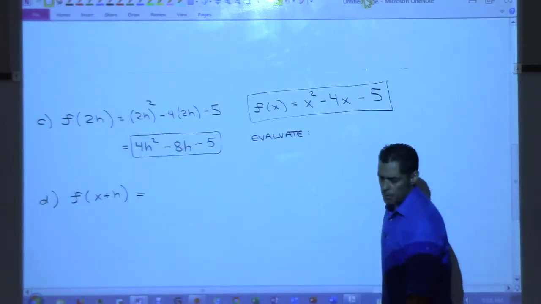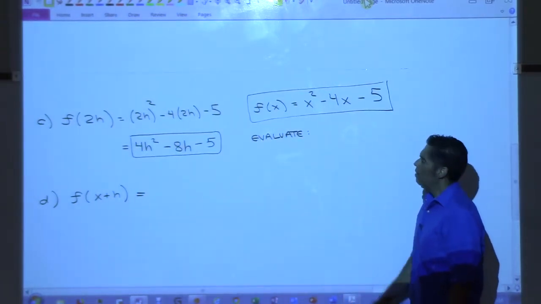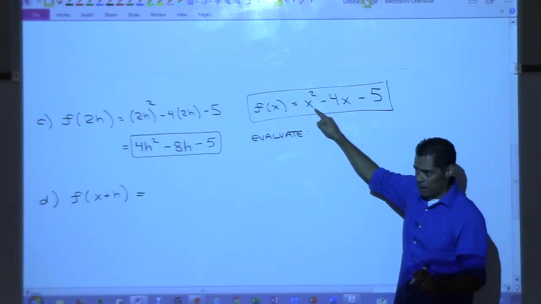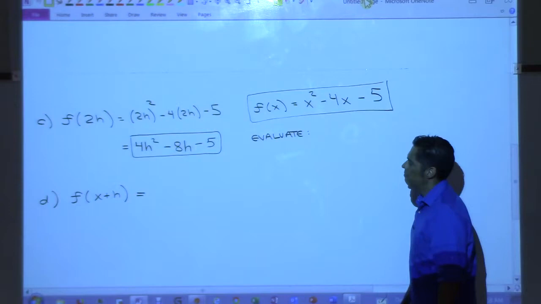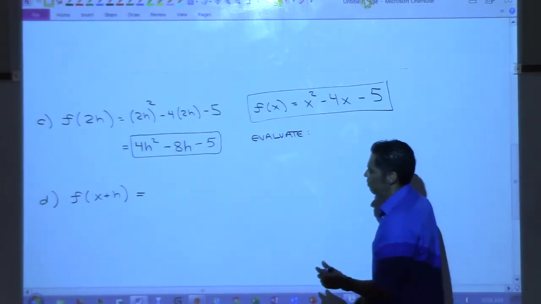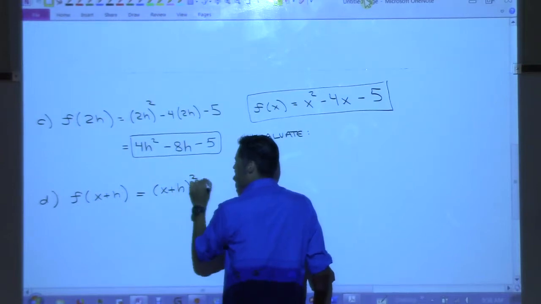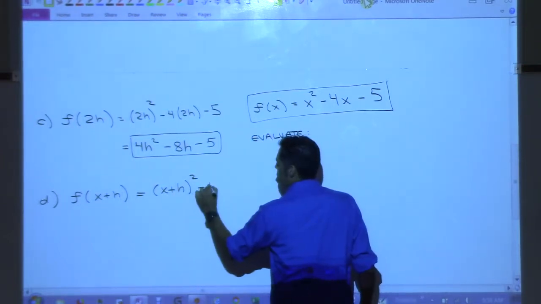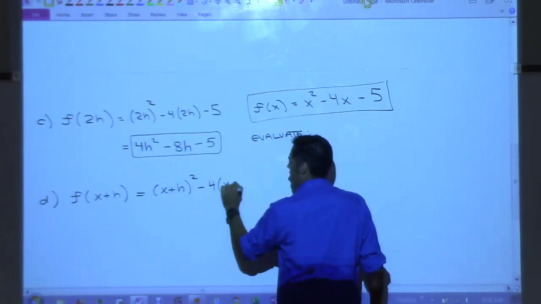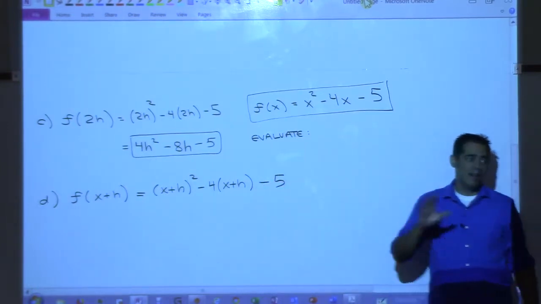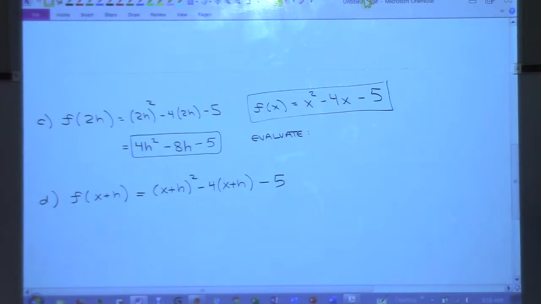Fill in the x plus h. Okay, so everywhere I see an x, I'm replacing it with x plus h, right? Okay, so go ahead. Equal sign. Parentheses x plus h, close parenthesis, square it, okay? Minus 4, parentheses x plus h, okay? Minus 5, perfect. That's it right there. Now, it's not simplified, but that's correct.